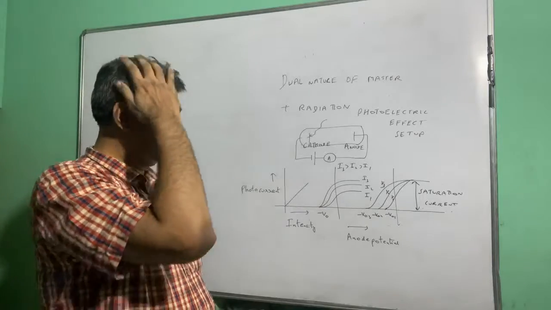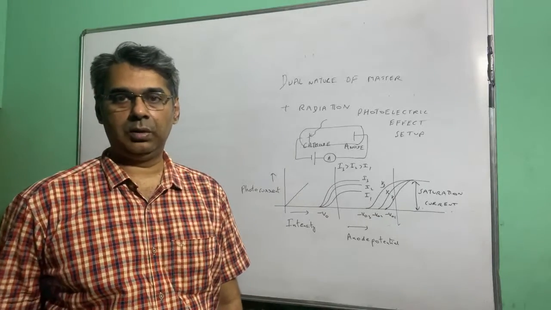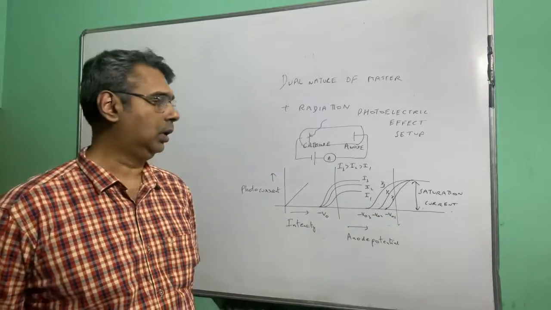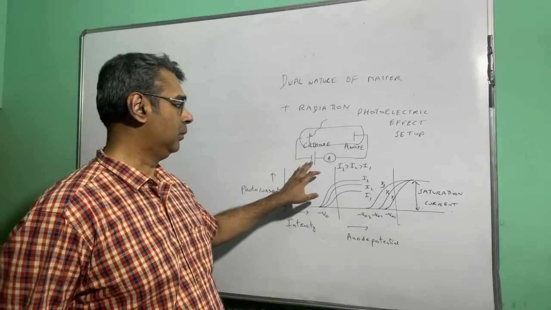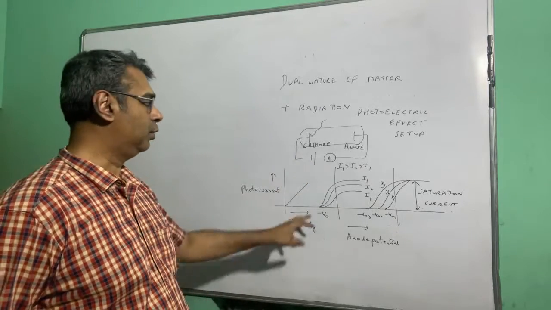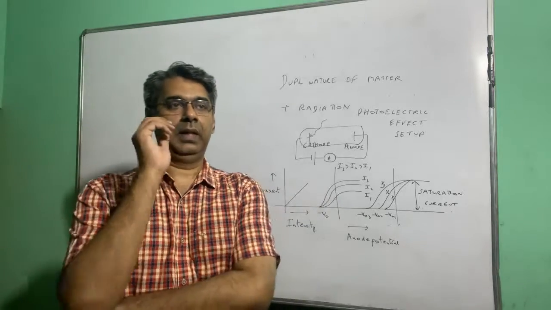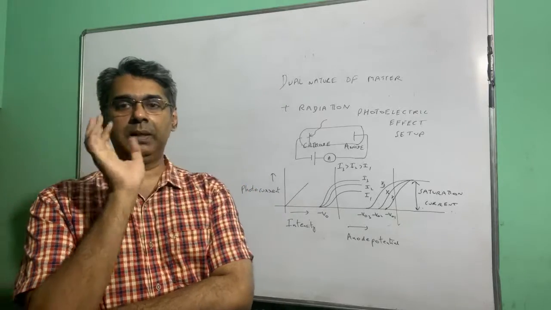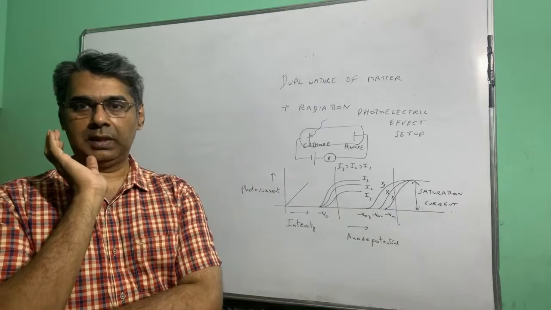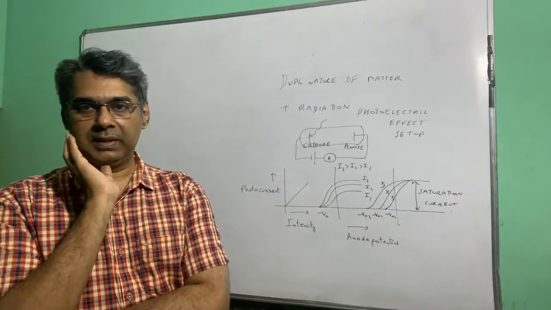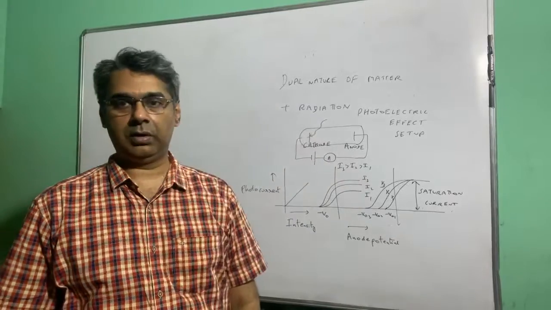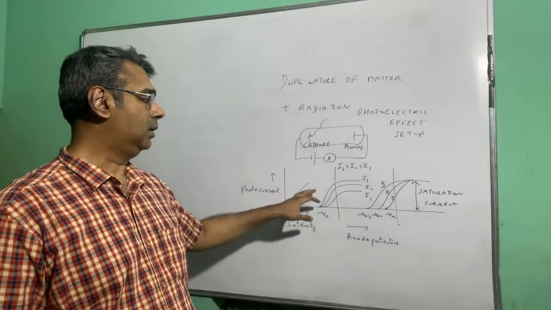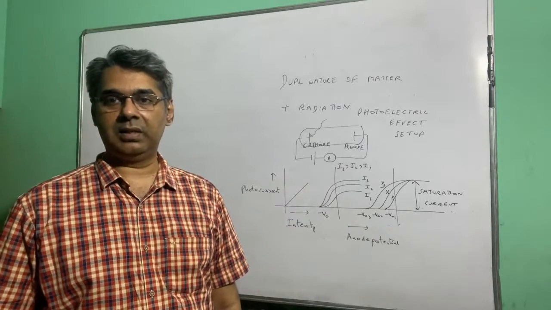Another thing: suppose you turn things around, that means you make the anode negative and cathode positive. Then realistically there should not be any photocurrent at all, right? Because now you have made the anode negative, and what is coming out of the cathode? Electrons. So if you make the anode negative, you should not get any photoelectric effect at all. But that happens slowly, it doesn't happen all of a sudden.